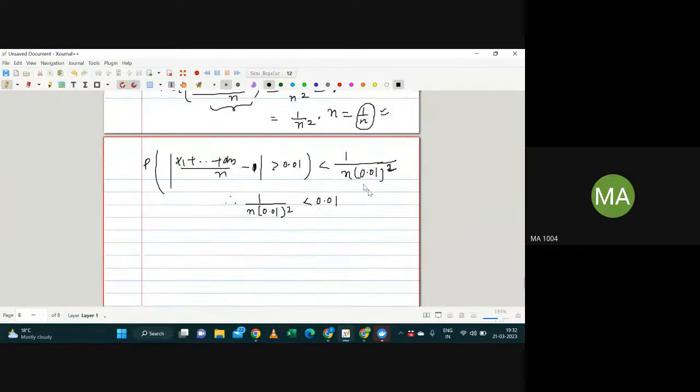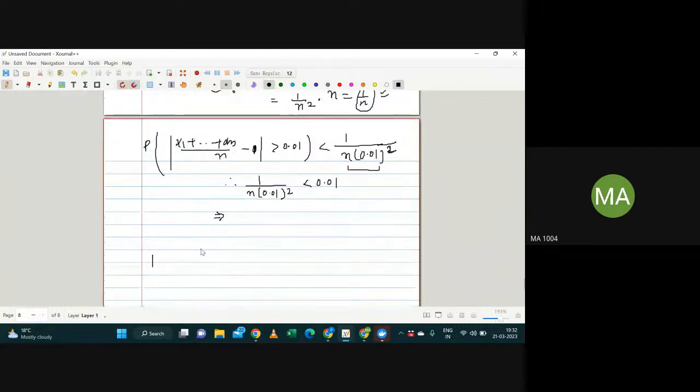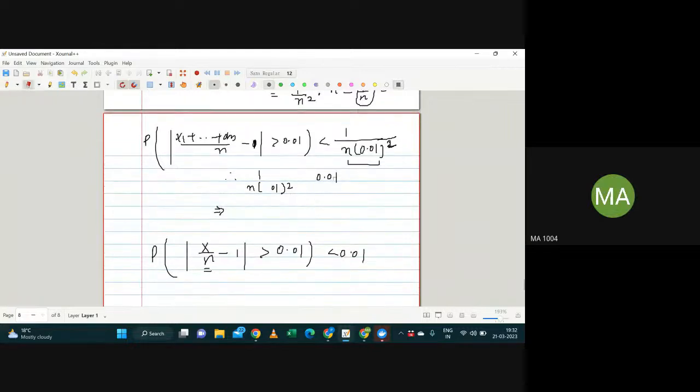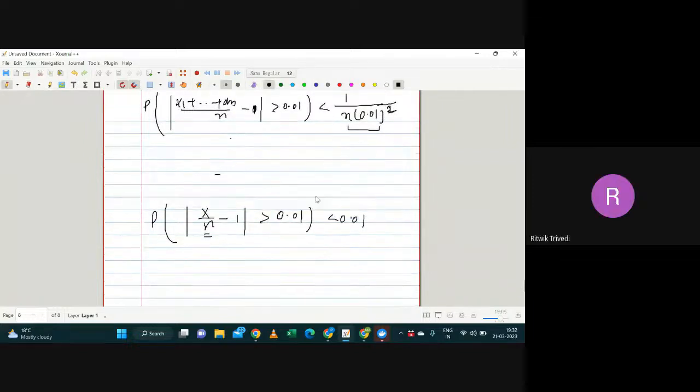Okay, so now this should be less than these things, correct? See, what is given in the question? With the help of this, we have to find the value of n, with the help of the weak law of large numbers. Let me raise these things. I just got this thing, right?